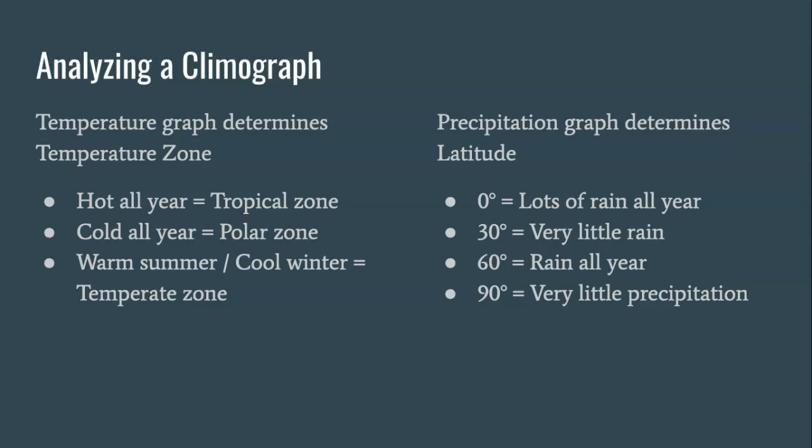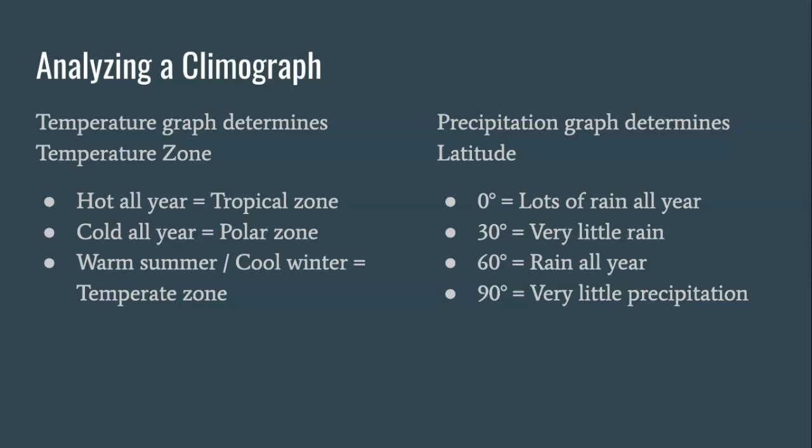Remember, at 0 degrees on the equator, you'll find a climate with lots of rain all year. At 30 degrees latitude, north or south, you'll find a climate with very little rain. Again, less than 60 centimeters. At 60 degrees north and south, you'll find spots with lots of rain. Again, more than 60 centimeters. And at 90 degrees north and south, you'll find very dry climates.